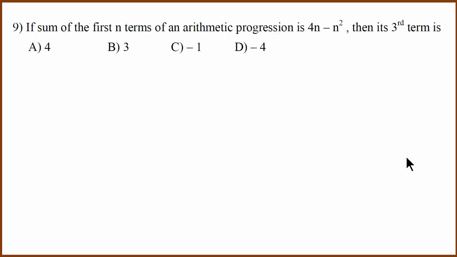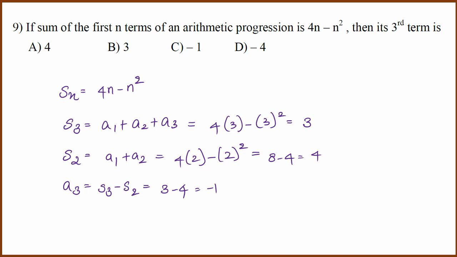Ninth question. The sum of n terms equation is given. We have to find the third term. How do you find the answer? So we use the formula. The sum of n terms is given by 4n minus n square. So let us find the sum of three terms and the sum of two terms. The sum of three terms is a1 plus a2 plus a3. The sum of two terms is a1 plus a2.